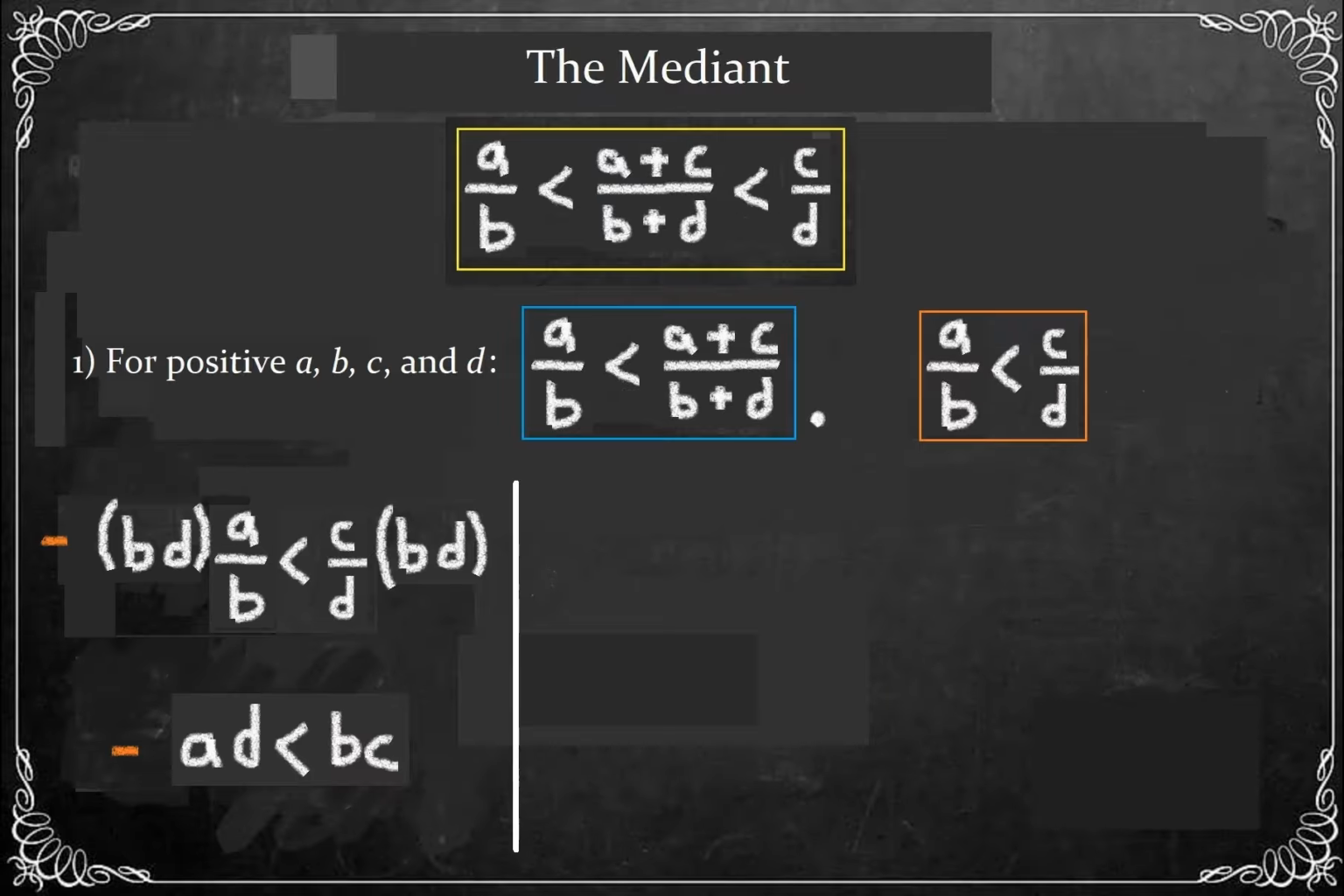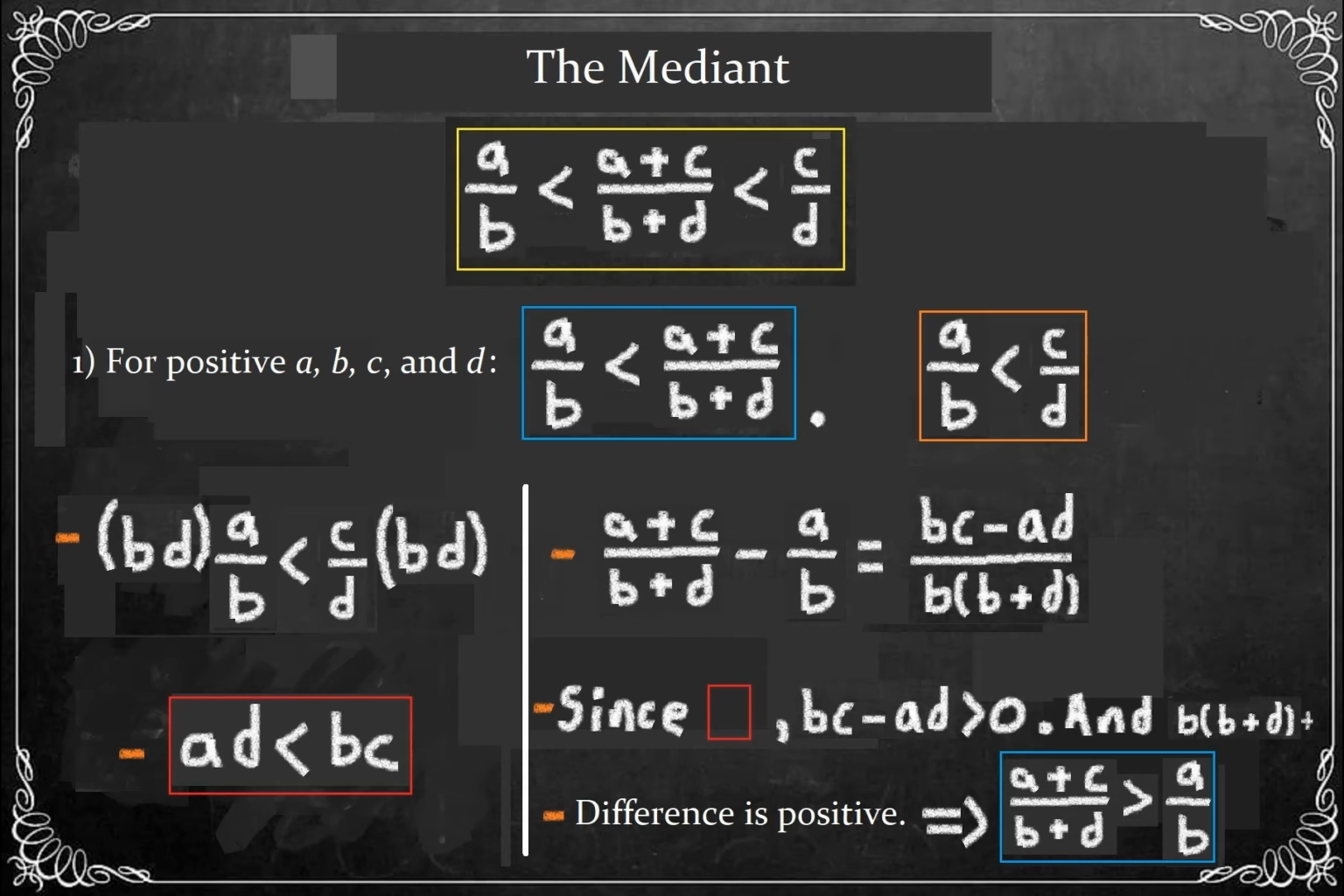For case 1, for positive integers a, b, c, and d, we have the blue box, a over b is less than the following fraction. Also, the given condition a over b is less than c over d, the orange box. In the first column, we can multiply both sides of the orange box by the product bd, which returns ad is less than bc. Next, in the second column, we find the difference of a plus c over b plus d minus a over b, which just equals the following fraction.